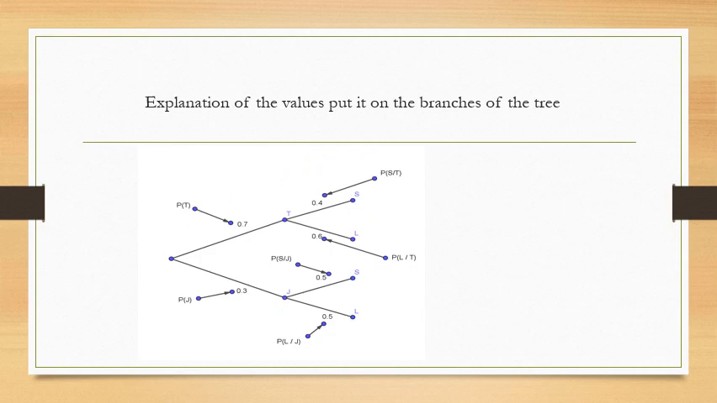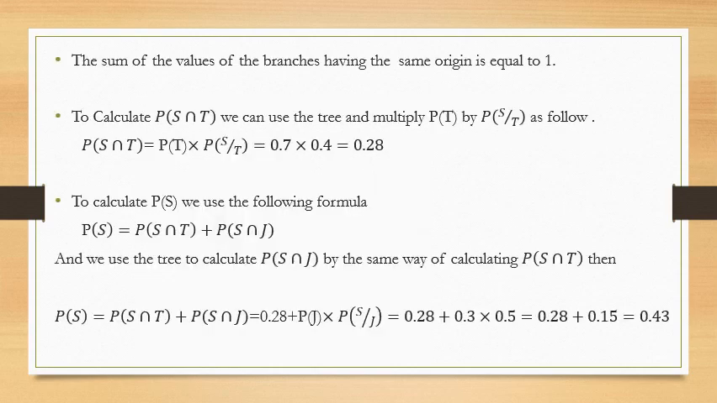Now this is more explanation. 0.7 represents probability of T, 0.3 probability of J, 0.4 is small, knowing that it's a t-shirt, 0.6 large, knowing that it's a t-shirt, 0.5 for the first branch, small, knowing that it's a jacket, 0.5 large, knowing it's a jacket. Now we need to know that the sum of the probabilities on the two branches should be equal to 1. Now sometimes we need to calculate probability of S intersection T, which means a small item that is a t-shirt.